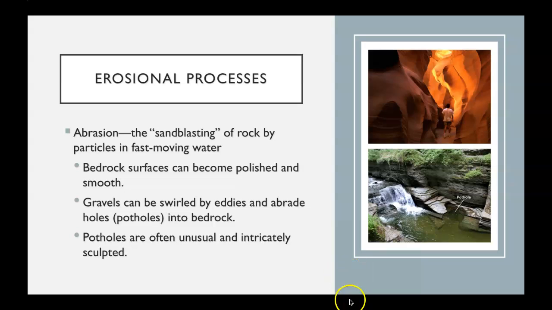One neat thing you'll see sometimes in fast-flowing water are potholes. There's one here in this bottom image. That happens when a piece of gravel gets into a little divot in the bedrock and then just swirls and swirls in that hole over hundreds of years and makes a little pothole.